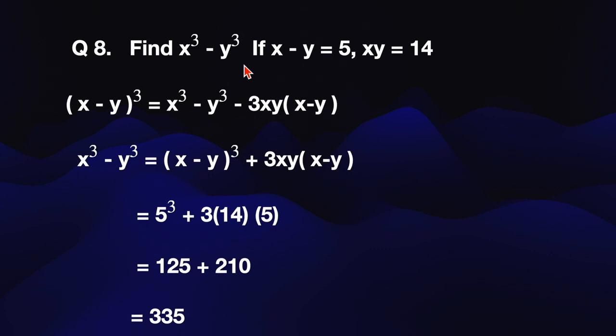Find x cube minus y cube if x minus y is equal to 5 and xy is equal to 4. So write down the general formula. Okay, this is the general formula. Now substitute x minus y and xy here. Solve it. You will get the answer.